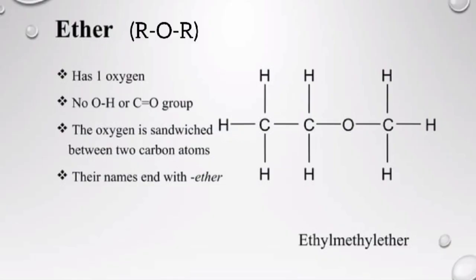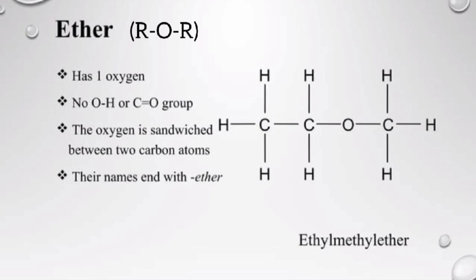The next functional group is ether. It has only one oxygen. There is no OH or C double bond O group as in the case of carboxylic acid, ketones, etc. So here we just have one oxygen group. This oxygen is sandwiched between two carbon atoms. It acts as a link between two carbon atoms, and the name of such compounds will end with ether.